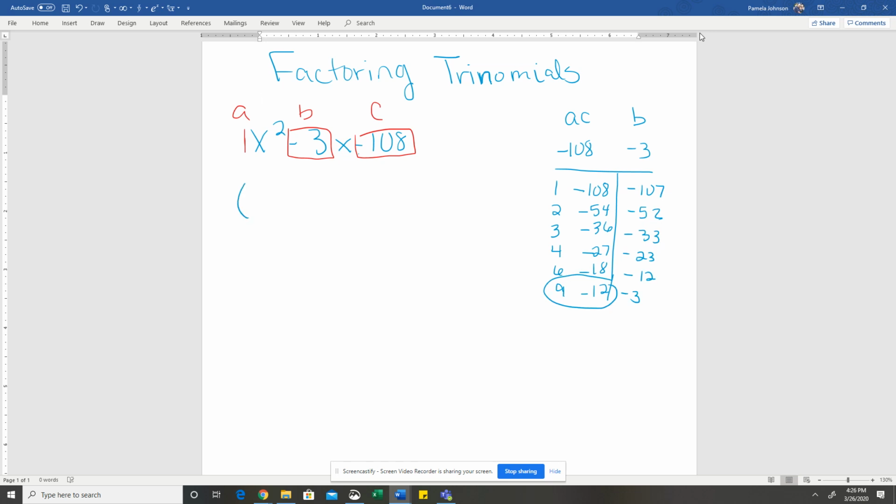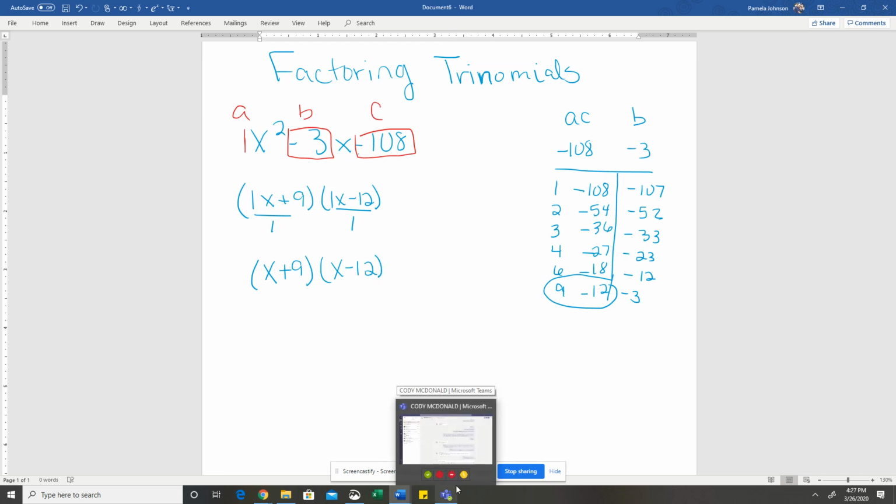So we're going to come over here and we're going to do 1x plus 9 and 1x minus 12. We're going to look for the common factor for each binomial, and in this case, each of them is 1. So our factors are x plus 9 and x minus 12. Okay? Those are the factors that multiply together to give us x squared minus 3x minus 108.